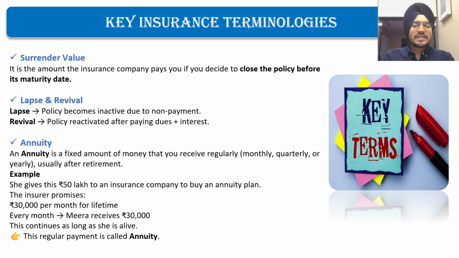Annuity. Annuity is the fixed amount of money that we receive regularly, that would be monthly, quarterly, or yearly after retirement. So let's take an example. We have paid 50 lakh to an insurance company and we have bought an annuity plan, right? And from that plan, we'll get 30,000 per month for lifetime. So that regular payment of 30,000 rupees would be called an annuity.